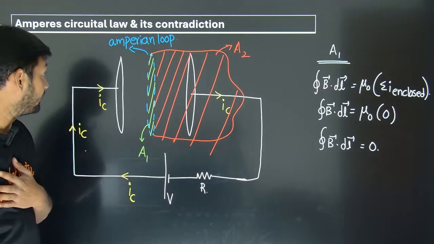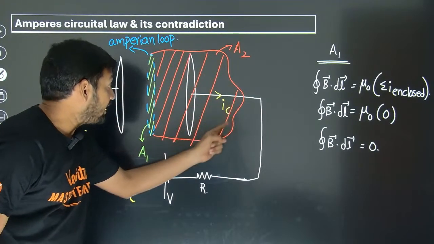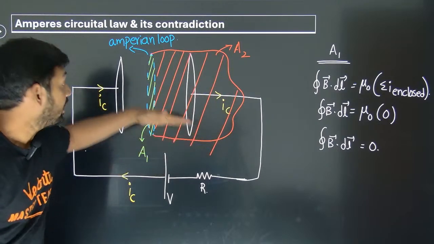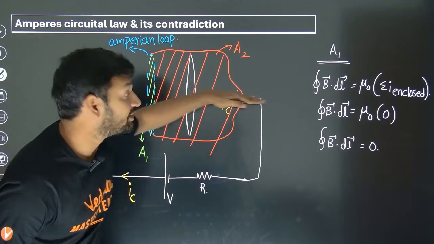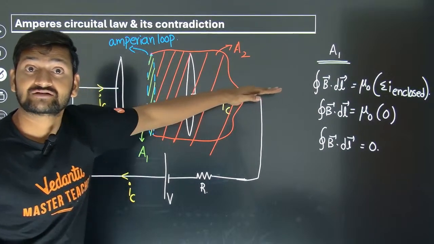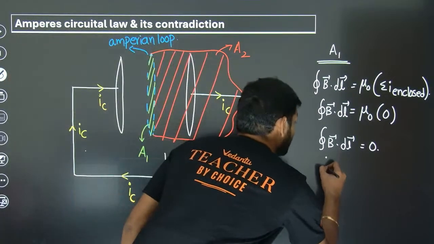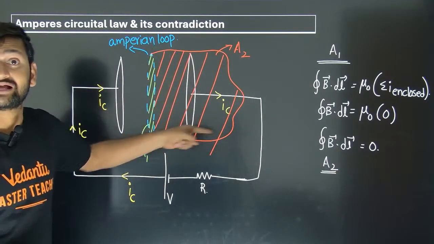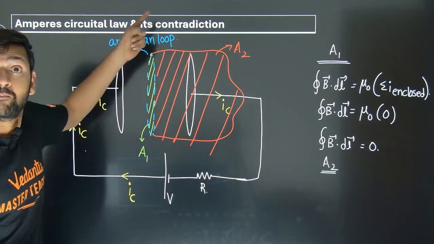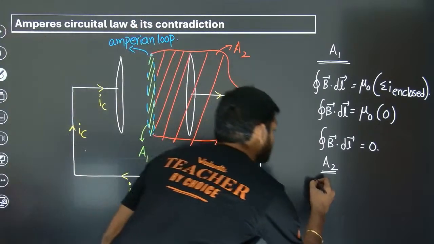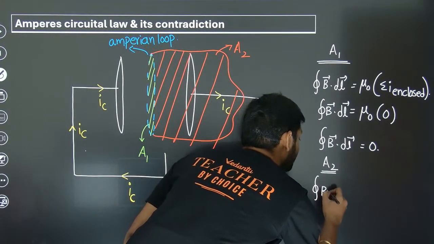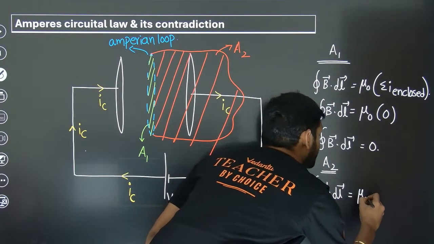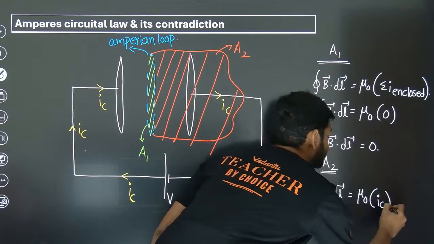Okay, fine. Now if I take the A2 area, whatever I take, can you clearly see that some current is crossing that area? Yes. So if I take A2 as the area bound by this blue Amperian loop, then the closed integral B dot dl is going to be mu naught into some I_C.